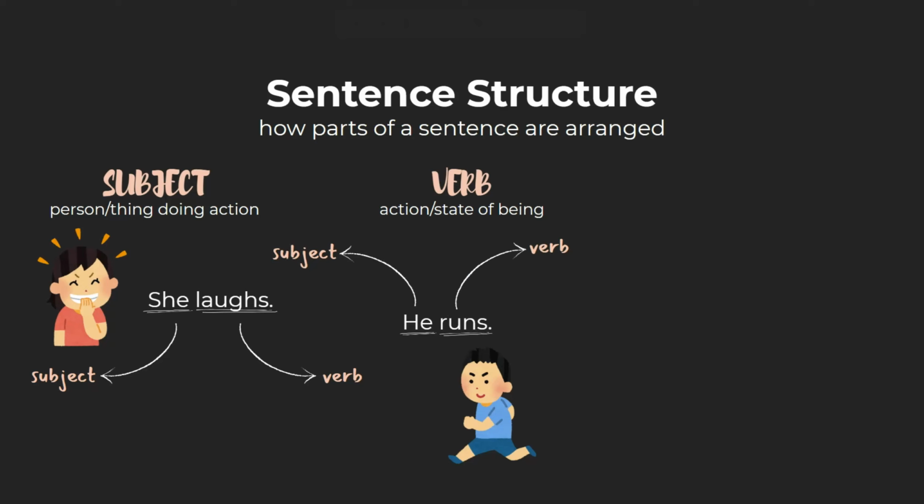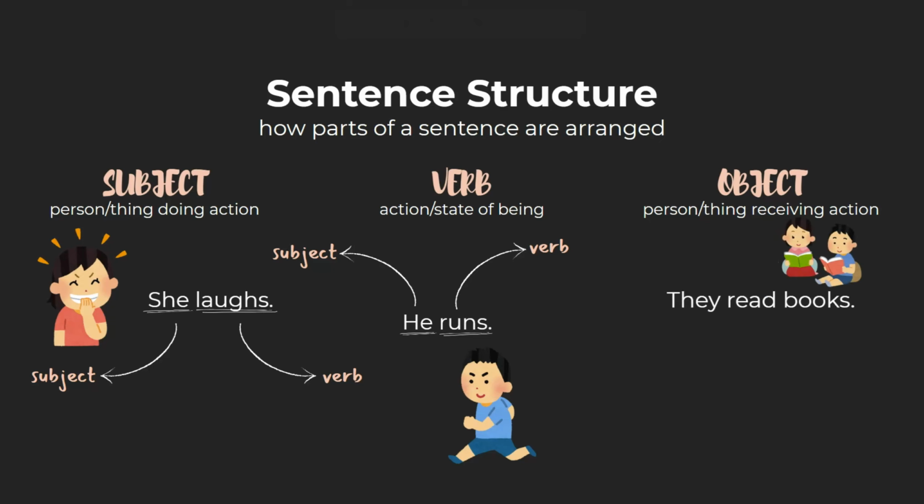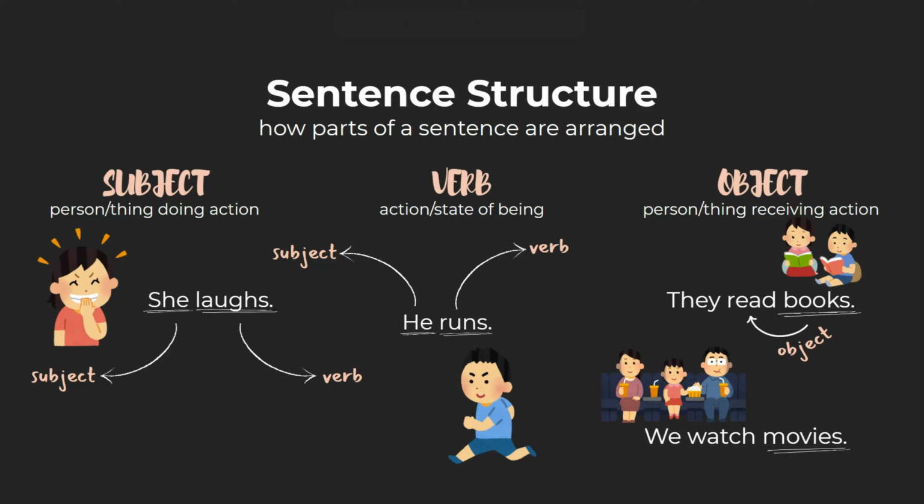In addition to the subject and verb, you'll often find an object, a person or thing receiving the action. For example, if we had "They read books," books receives the action of reading, making it the object of the sentence. If we were to write, "We watch movies," movies receives the action of watching and is the object of the sentence. Keep in mind that although many sentences will have an object, grammatically we only need a subject and a verb in order for it to be considered a complete sentence.